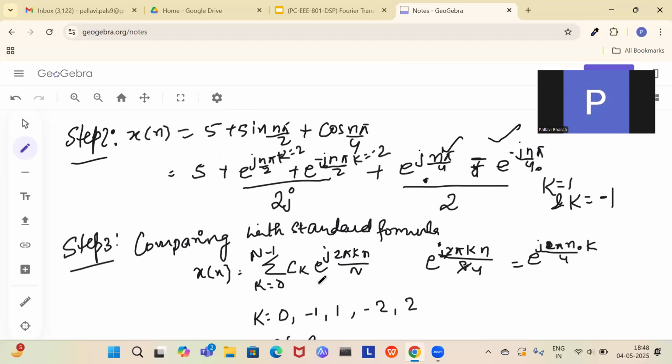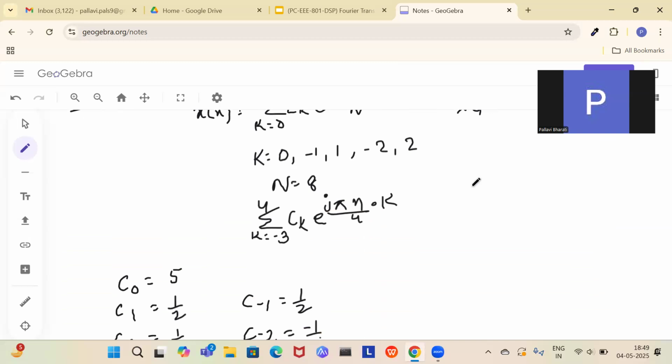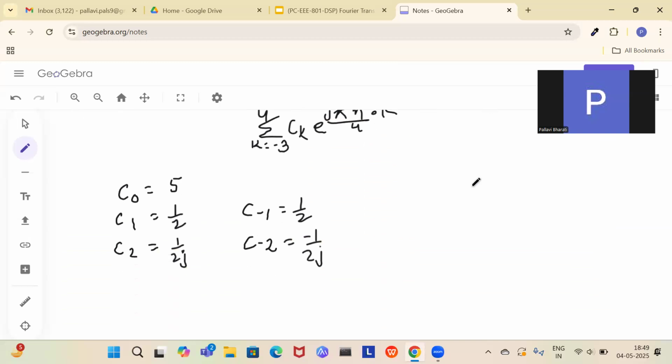Here I have made a small mistake. This part over here will be minus, and this part over here is going to be plus, because you're adding for cos and you're subtracting for sine. So for subtraction, minus is here. So minus 1 by 2j, plus 1 by 2j. This one is 1 by 2, this is plus 1 by 2. So for both C of 1 and C of minus 1, you have half. And for C of 2 you have 1 by 2j, and for C of minus 2 you have minus 1 by 2j.